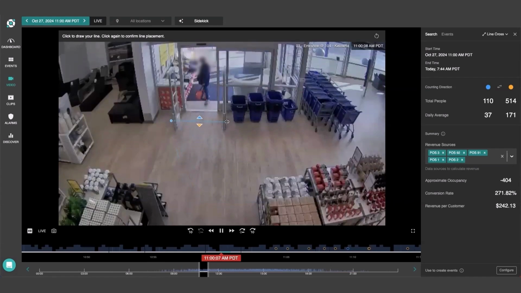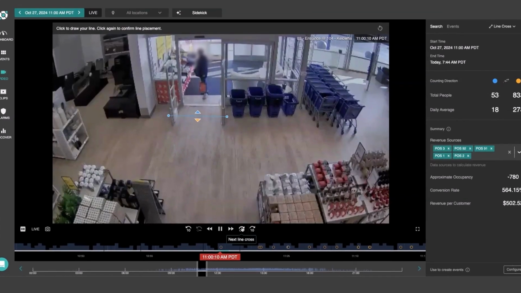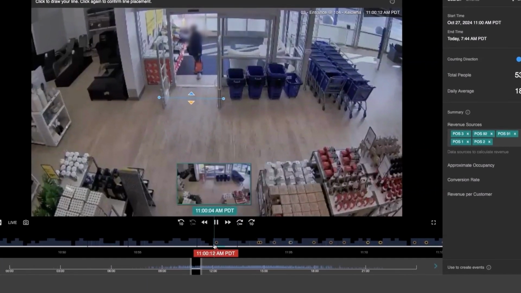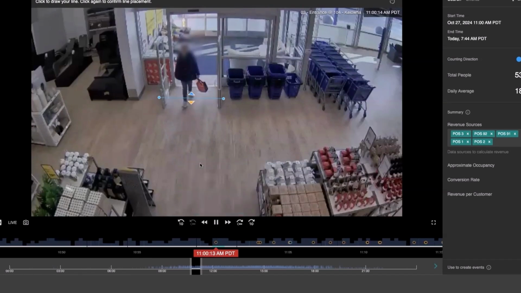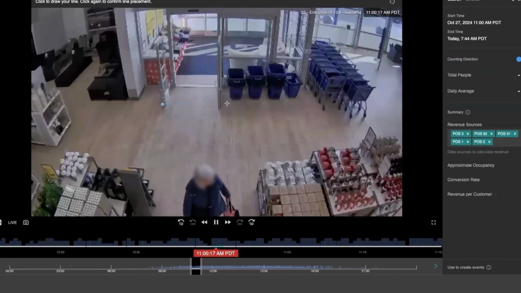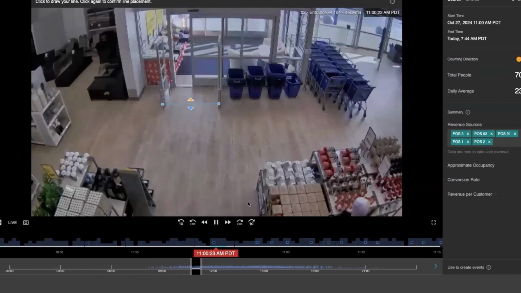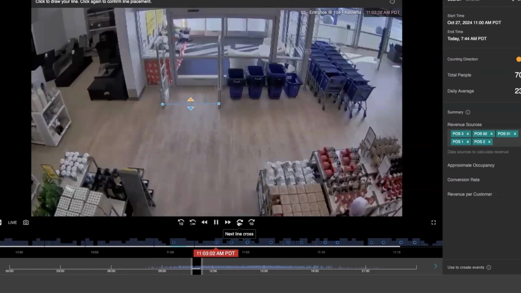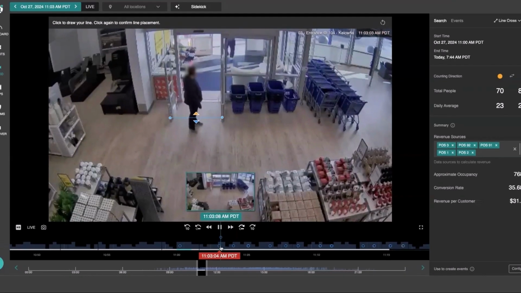calculate conversion rate. So here we have a number of people coming in on the timeline. You'll see that the orange represents, in this case, people leaving and the blue represents people coming in. And there's a lot of blue dots here. So I can click on the next line cross, and this is going to take me to each person that crosses that line into the store.